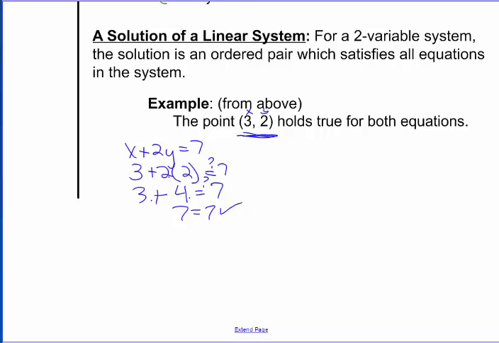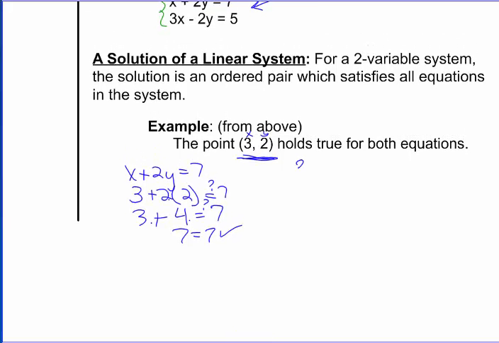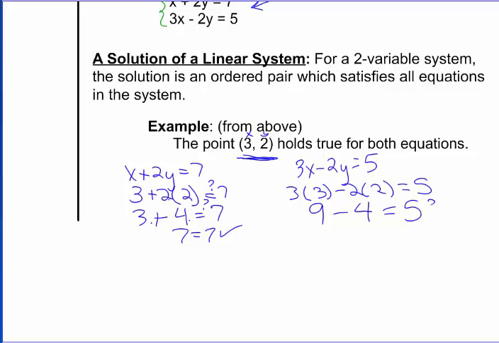Now you check the other equation. The other equation was 3x minus 2y equals 5. So you're going to plug that number in. So 3 times 3 minus 2 times 2 equals 5. 3 times 3 is 9. 2 times 2 is 4. We're checking to see that it equals 5. 9 minus 4 is 5. That does equal 5, so it did work in both equations. So that's what I mean by working in both equations.